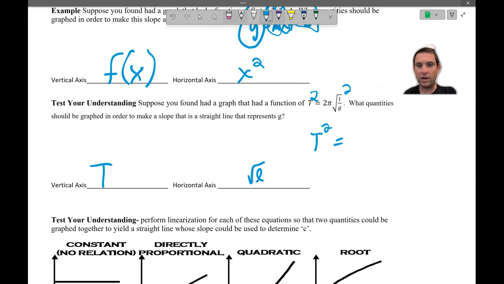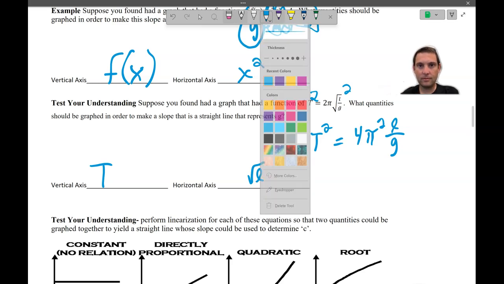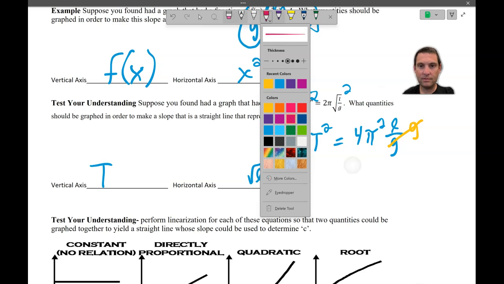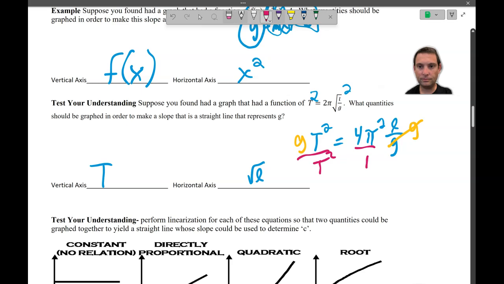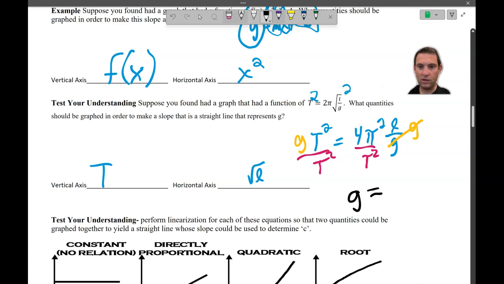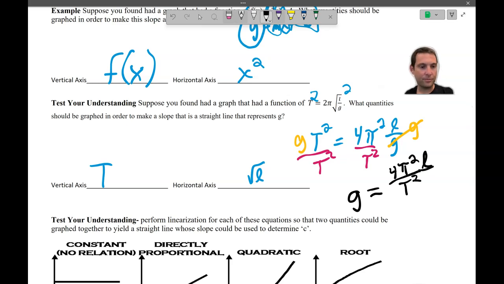So I end up with T squared equals 4 pi squared times L over g. My next step, I'm going to multiply by g on each side, and kind of at the same time, I'm going to divide by T squared. So my equation becomes g equals 4 pi squared L over T squared. There we go. So I've solved for g.